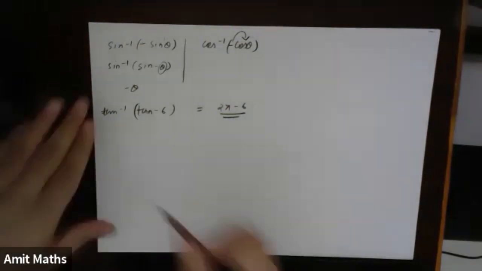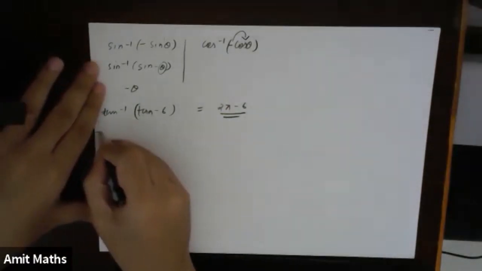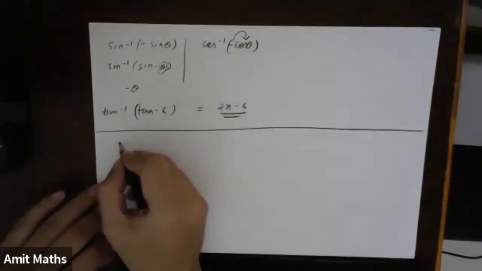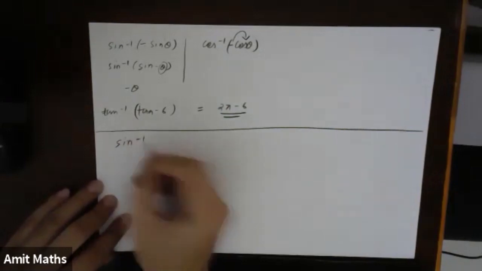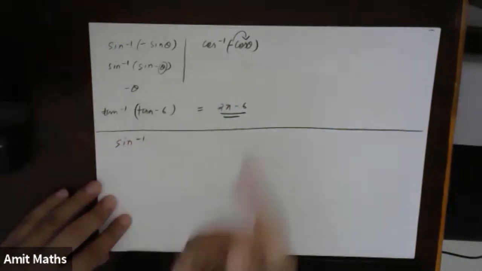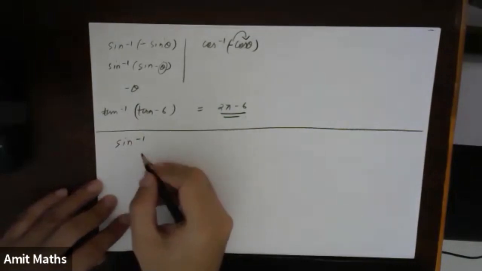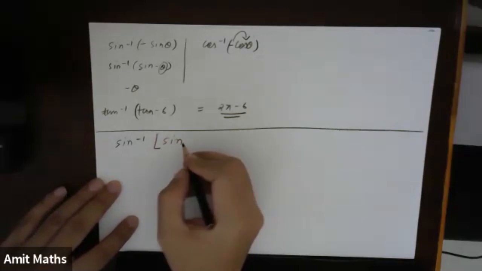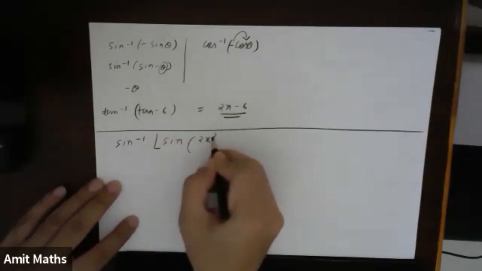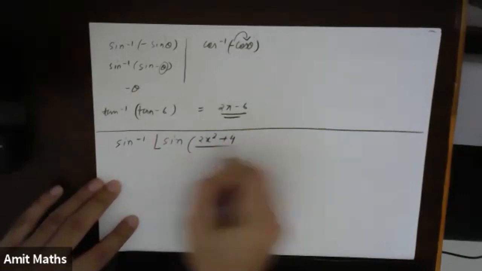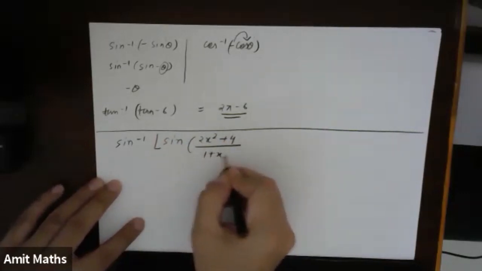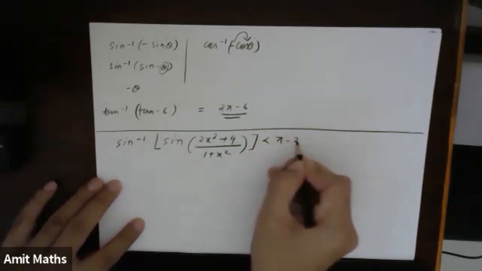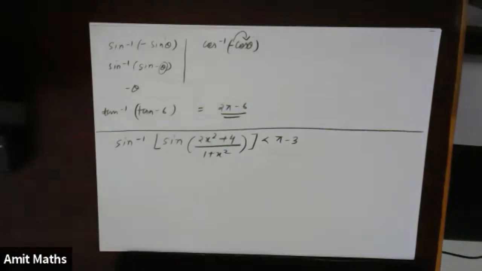Okay. So let's see one question, something different. Let's solve this one. Sine inverse of, I think now it will be much clearer. We have solved this question before also, but I think that time I just rushed the question. But now you will be able to understand. Sine inverse of sine of 2x square plus 4 by 1 plus x square should be less than pi minus 3. Okay, solve this one.